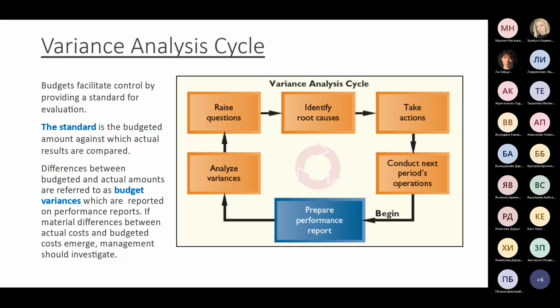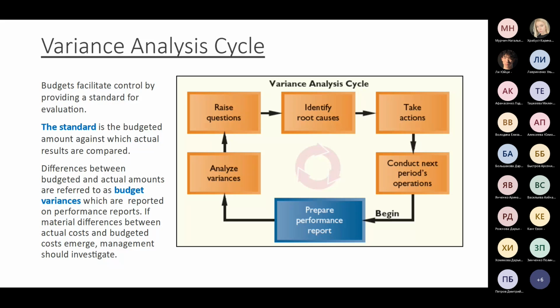This cycle starts from the beginning. At this step, we prepare performance reports in order to evaluate the current state and the potential changes that we have to make. Then we analyze variances between our actual data and our budgeted data. Then we raise questions, for example, why our budget is overused or underused, looking at the specific position. For example, what helped us to overcome the budgeted value for sales? So what is the driving force that helped us to sell more than we planned in our budget?